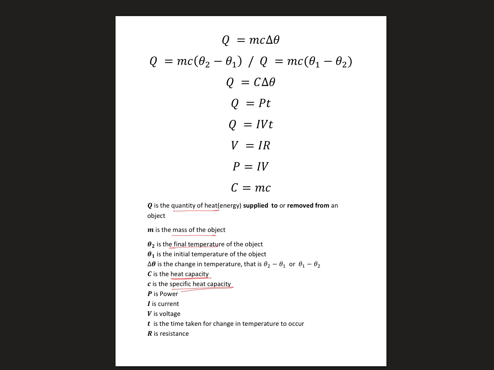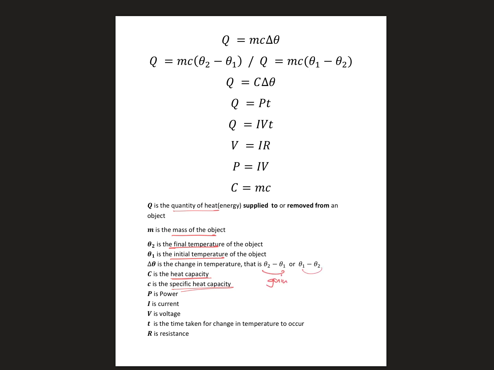Theta 2 is the final temperature of the object. Theta 1 is the initial temperature of the object. Delta theta, that is change in temperature, is by subtracting the two temperatures that you are given. Okay, so if the object is gaining heat, which means the final temperature is higher than the initial temperature, we're going to use theta 2 minus theta 1. That is, there is gain.